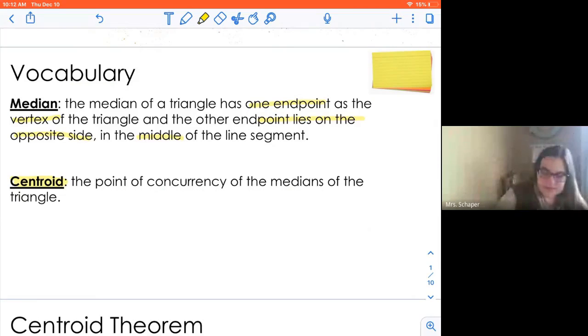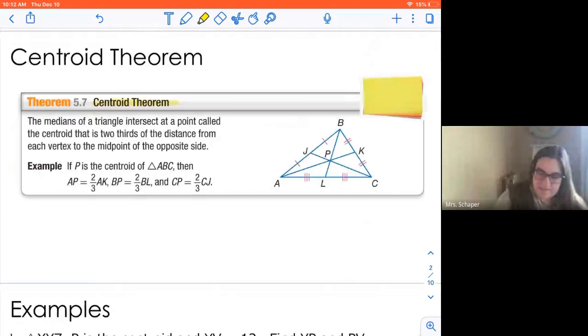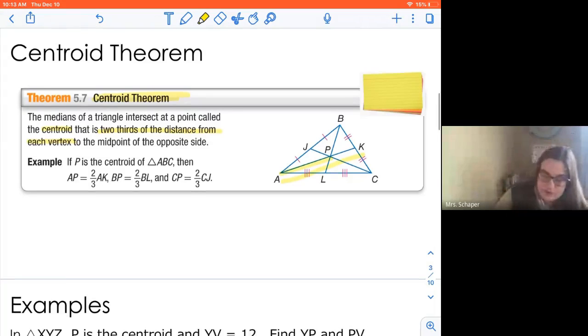So what is the centroid theorem? The centroid theorem says that the medians intersect at a point called the centroid, and it is 2/3 of the distance from each vertex to the midpoint. So what that means is from the vertex to the point of concurrency, that is 2/3 of the distance from the vertex to the other side. Knowing that relationship, study it, practice it. You've got to know that vocab. So let's talk through what this means.